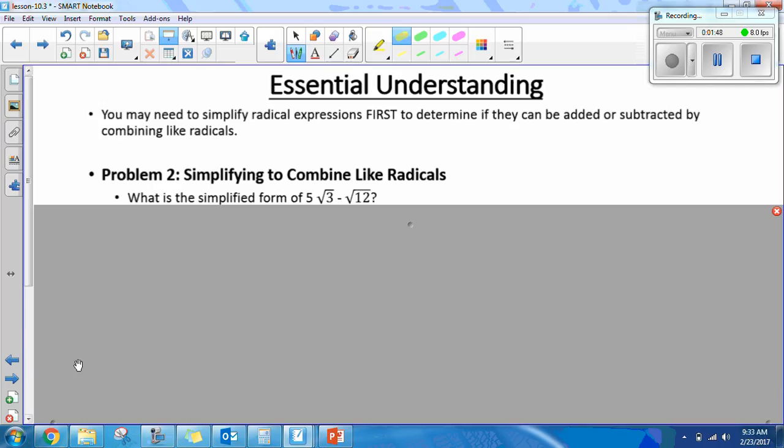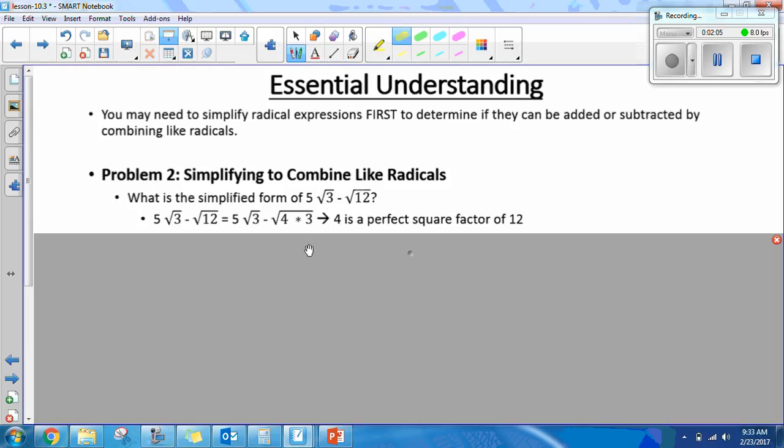You may need to simplify radical expressions first to determine if they can be added or subtracted by combining like radicals. Problem 2, simplifying to combine like radicals. What is the simplified form of 5 radical 3 minus radical 12?